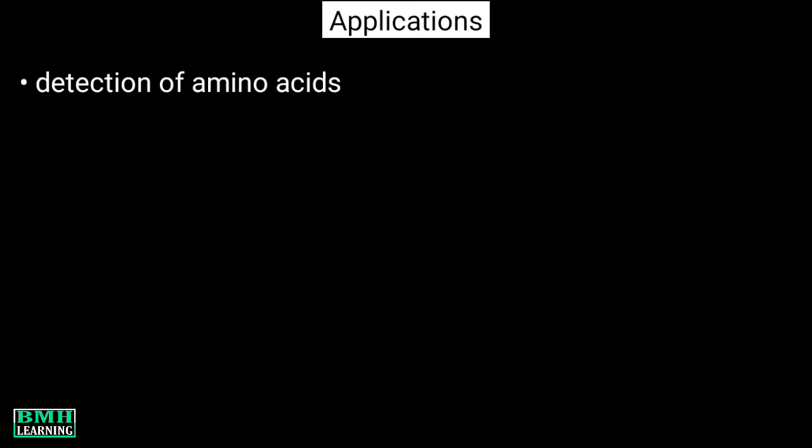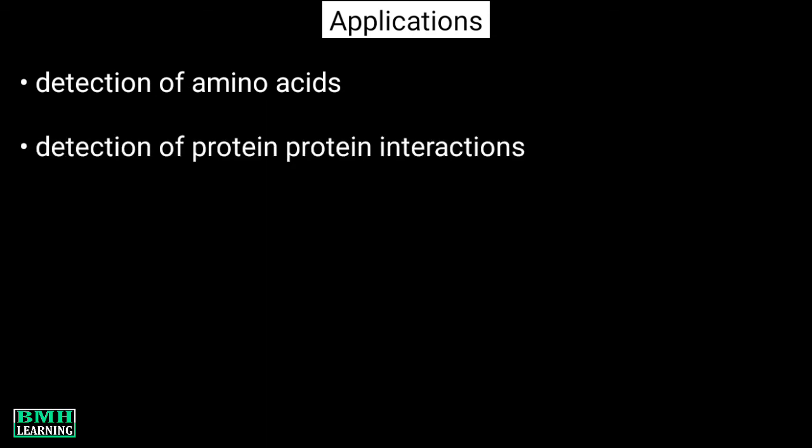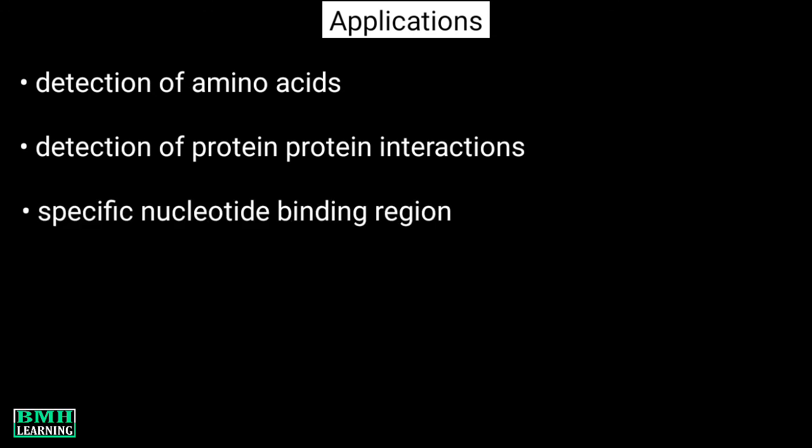Now let's talk about the application of native PAGE. It's used for the detection of the type of amino acid a protein is made of, like hydrophilic, hydrophobic, or we can say positively charged or negatively charged amino acids. It also helps in the detection of protein-protein interactions and to know if a protein can bind to a specific nucleotide binding region. Apart from this, various motif structures can be known through this technique.